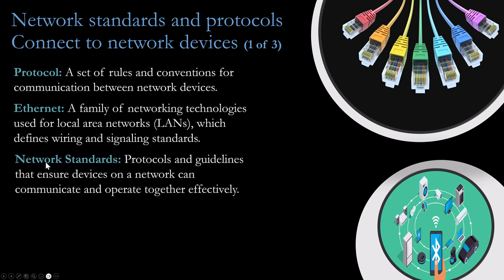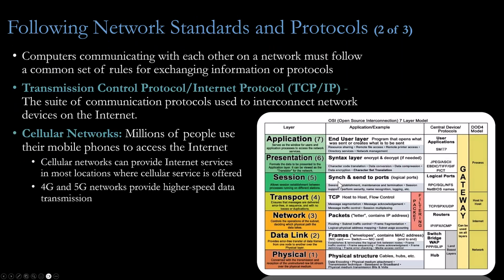Now, network standards are protocols and guidelines that ensure devices on a network can communicate and operate together. These protocols are not just about the physical side or the wireless, but also about how devices communicate. Now, this looks really crazy, and we don't need to memorize it for this class, but this is what's called the OSI, or Open Systems Interconnection, 7-layer model.